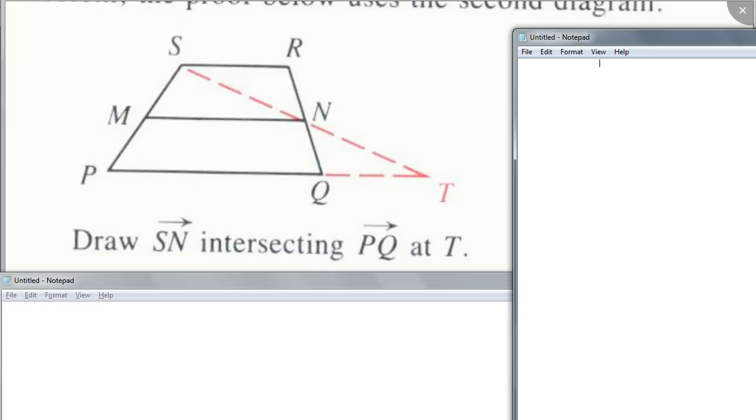Knowing this, what does it remind you of? What do you see here? Kevin?